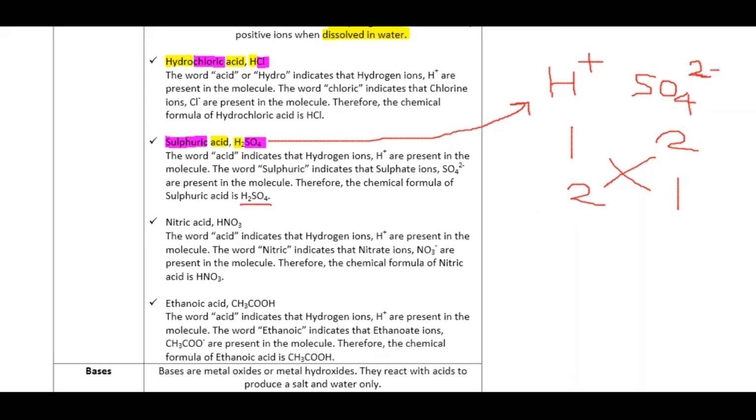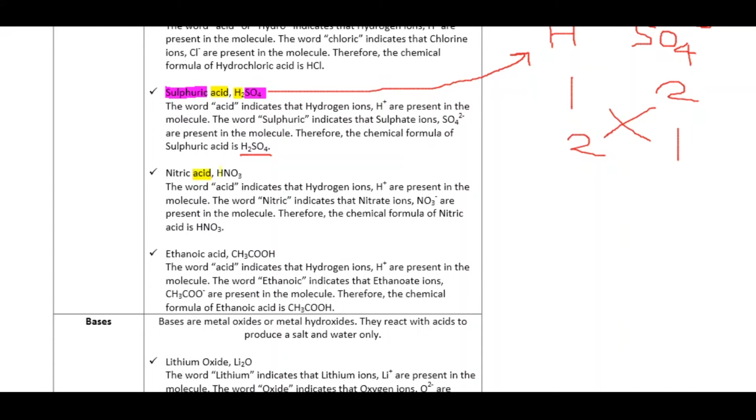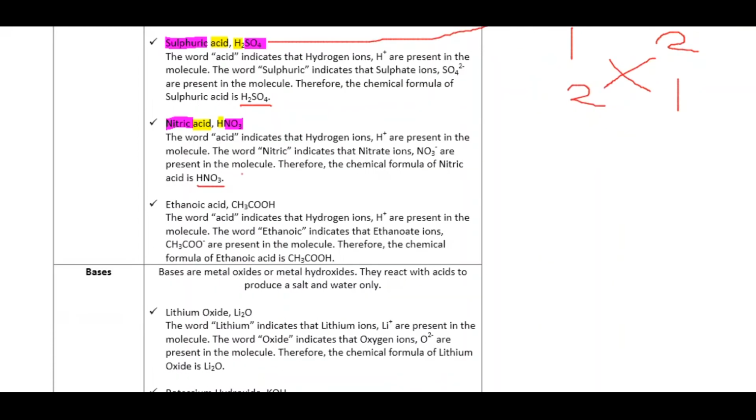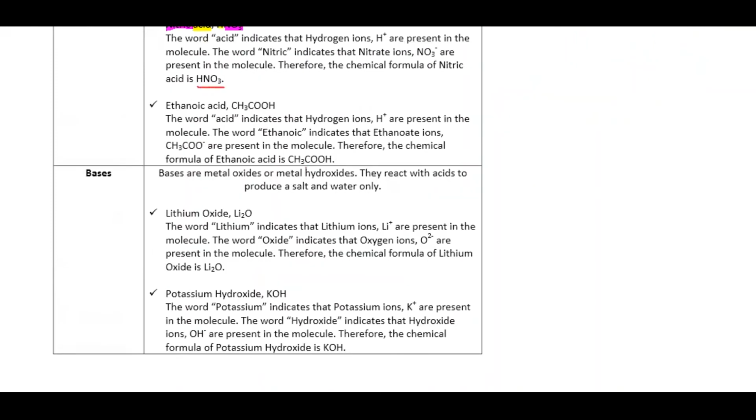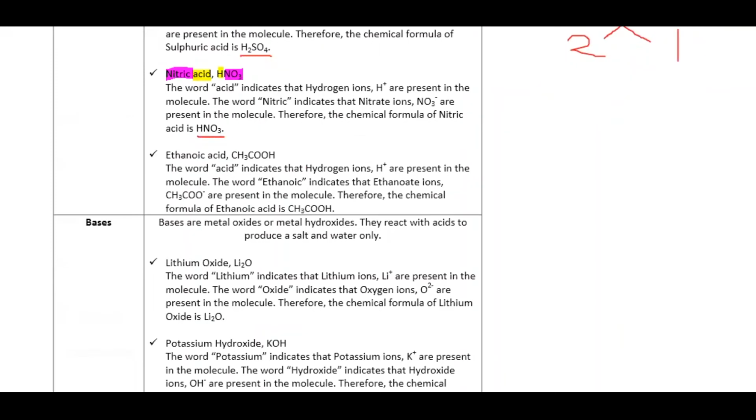Right? Okay, so just going on to nitric acid. Acid shows that there's a hydrogen, and nitric comes from the nitrate ion. So the chemical formula of nitric acid is HNO3, right? Acid means that there's a hydrogen, nitric means that there's a nitrate ion. What about something that's a little more complicated? Ethanoic acid, it's the same thing.